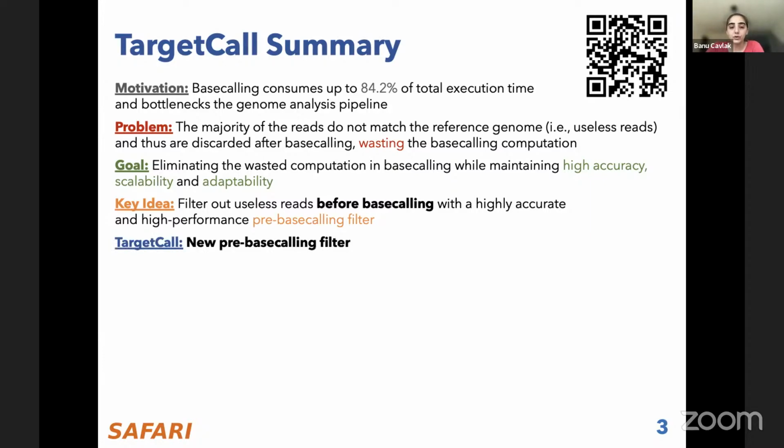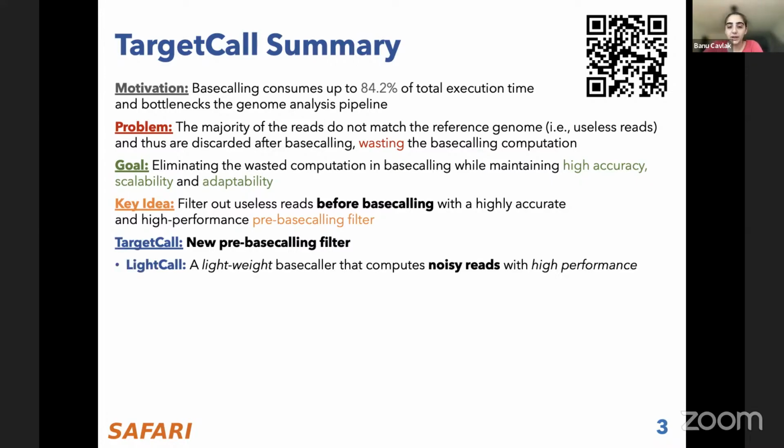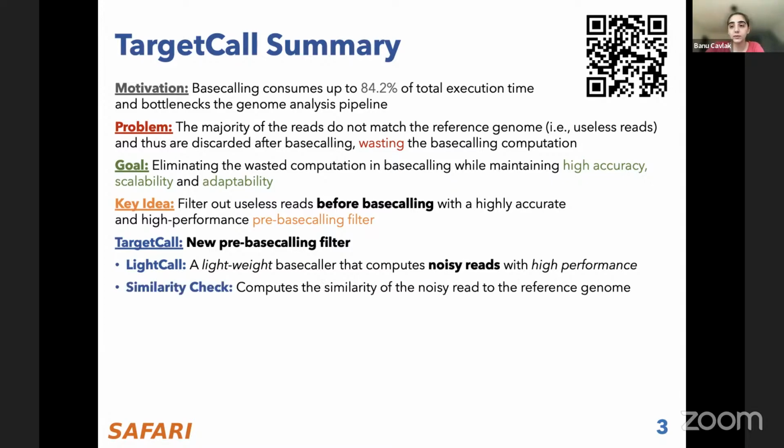For this, we propose TargetCall, which is a new pre-basecalling filter that works in 2 steps. First, we have a lightweight basecaller, which we call LightCall, that performs basecalling in a noisy way compared to state-of-the-art basecallers. And then second, there's a similarity check component that compares these noisy reads to the reference genome to determine the similarity of these reads and find out if the read is useless or useful.